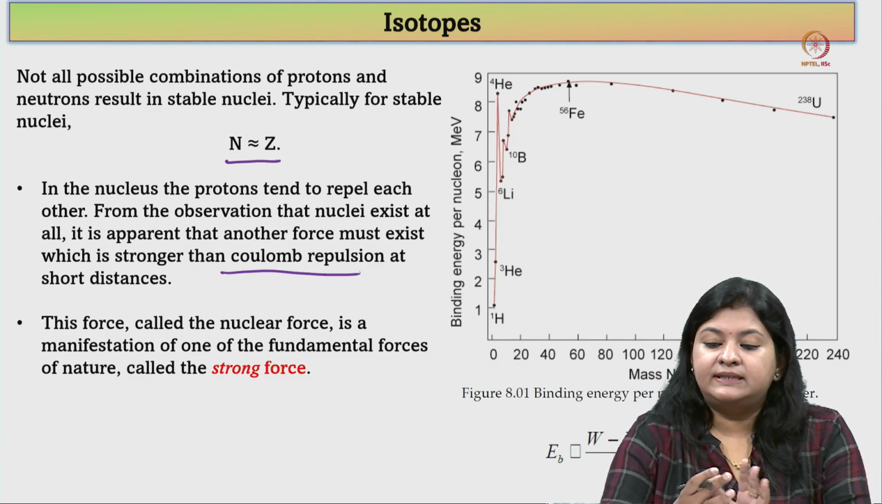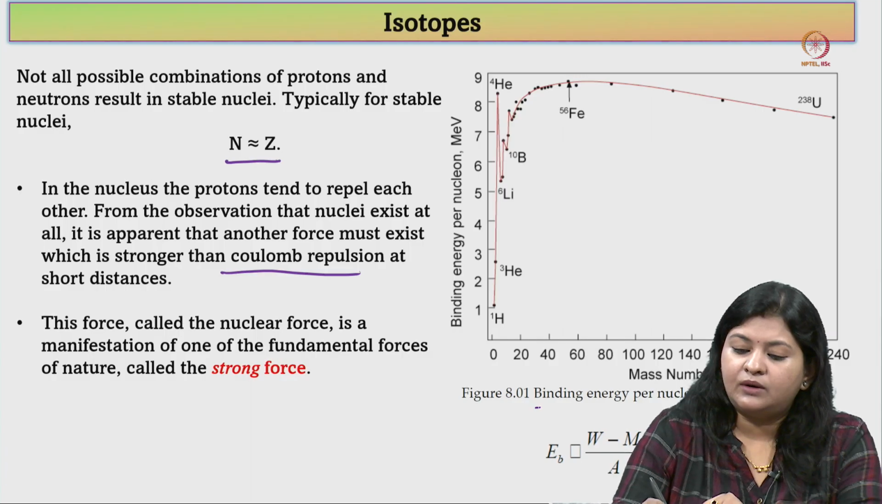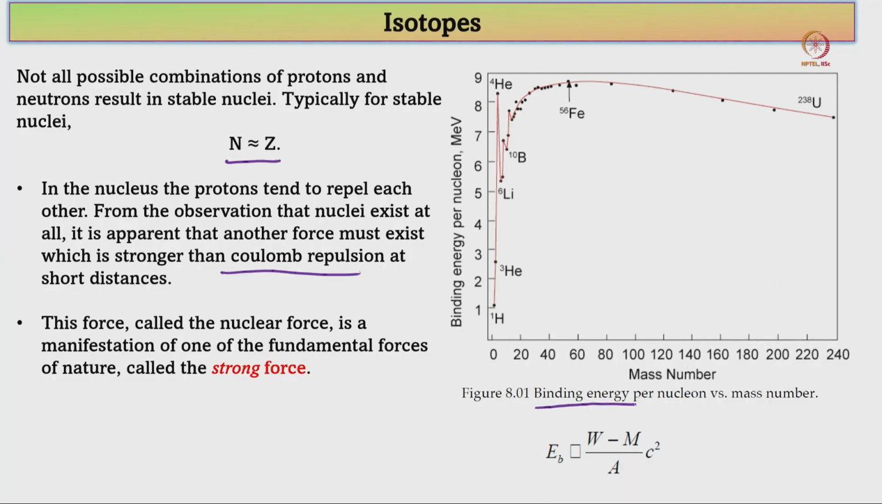And when we see the stability, okay, we always have to find what is the binding energy therefore. What is the binding energy per nucleon?